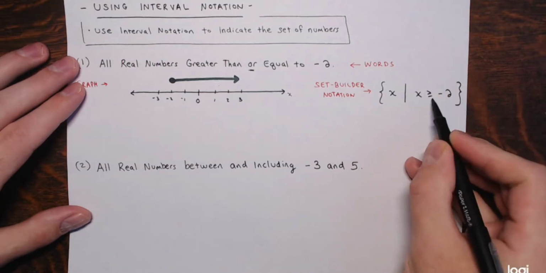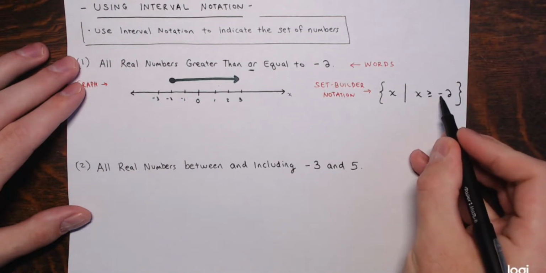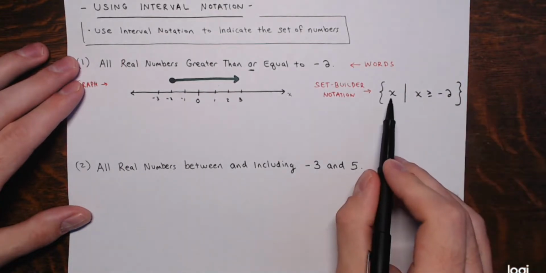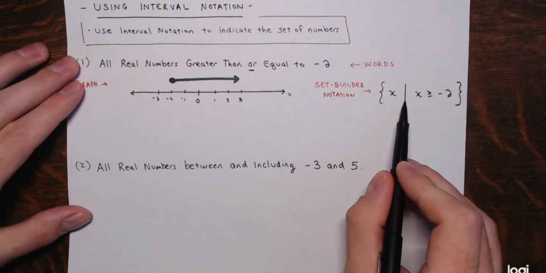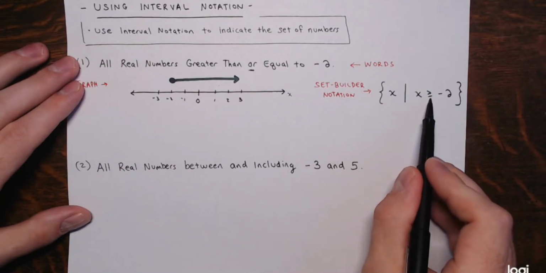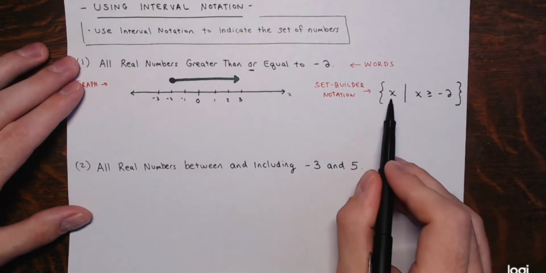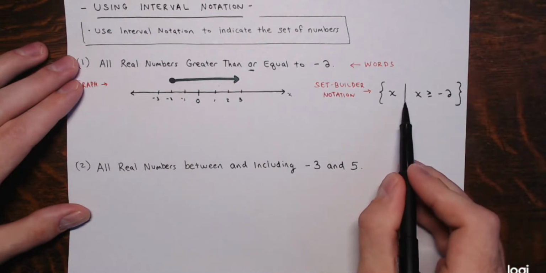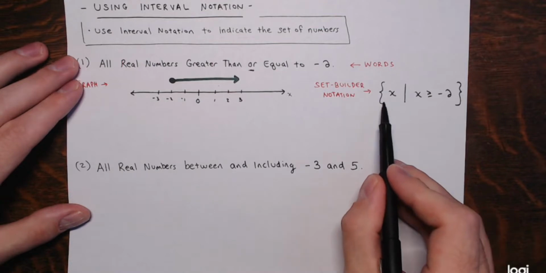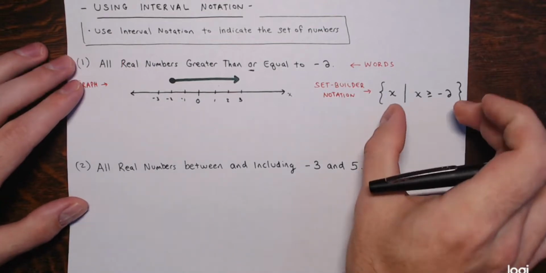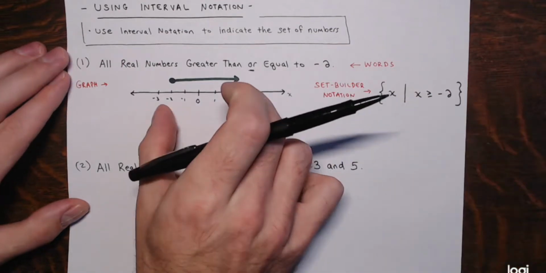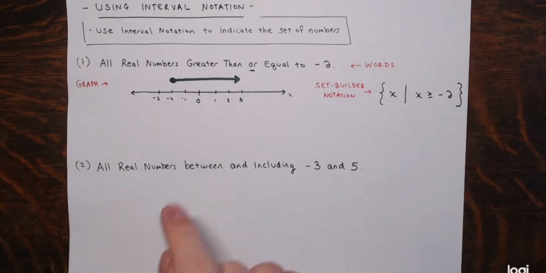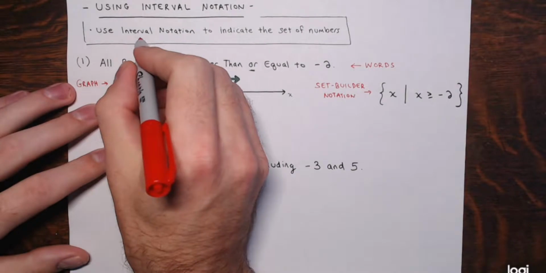Right, writing a little inequality, right? This is the is greater than or equal to symbol. And then close the braces, close the set. So it's all real numbers x such that x is a number greater than or equal to -2. So you have a variable here and then conditions on that variable after like a little bar or a colon. Alright, this is called set builder notation, and it's describing the same set of numbers that this graph describes and that these words describe. Right? And then finally, we get to this interval notation.